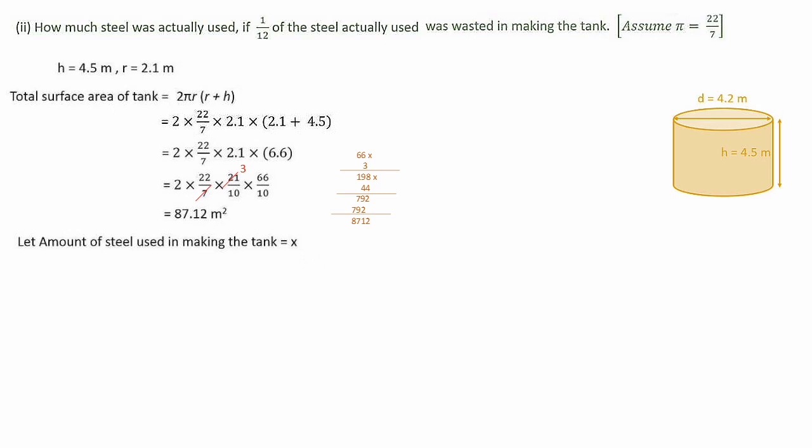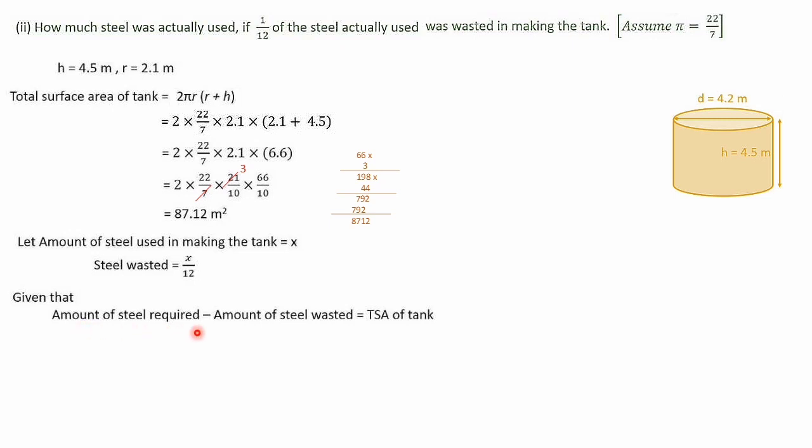Let it be X. Then steel wasted is 1 by 12 of the steel actually used. So 1 by 12 of the actually used quantity X, so steel wasted is equal to X divided by 12. Given that the amount of steel required minus the amount of steel wasted is equal to the total surface area of the tank. Amount of steel required is X, and X by 12 amount is wasted.